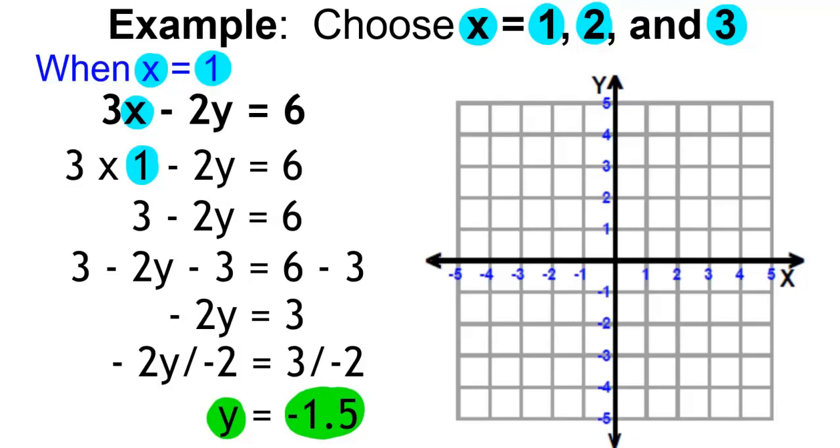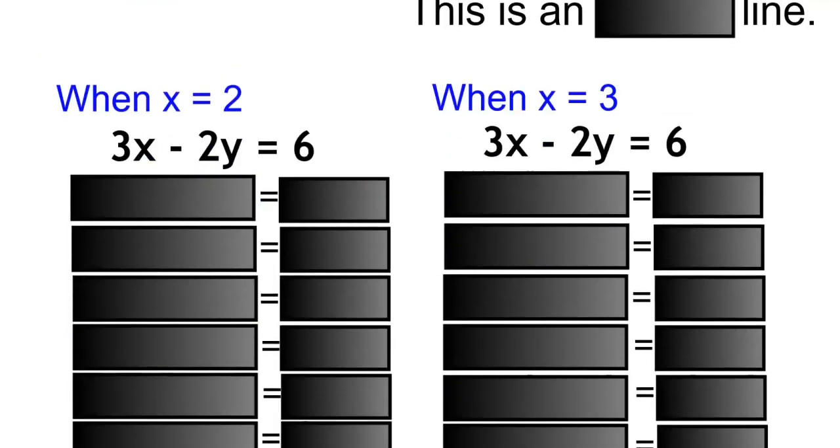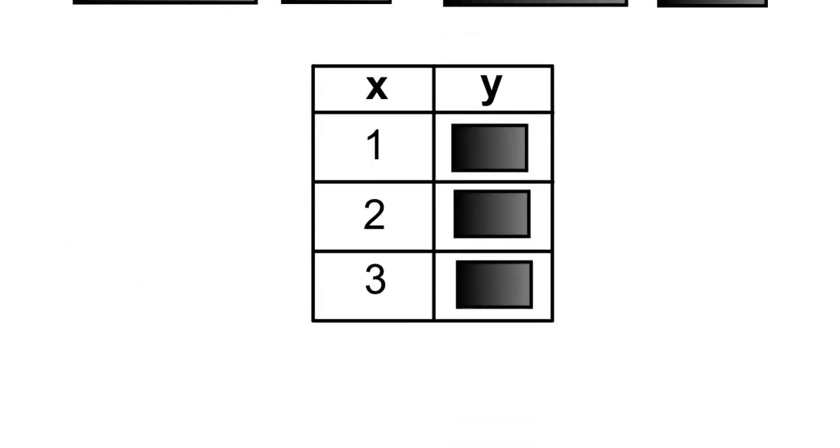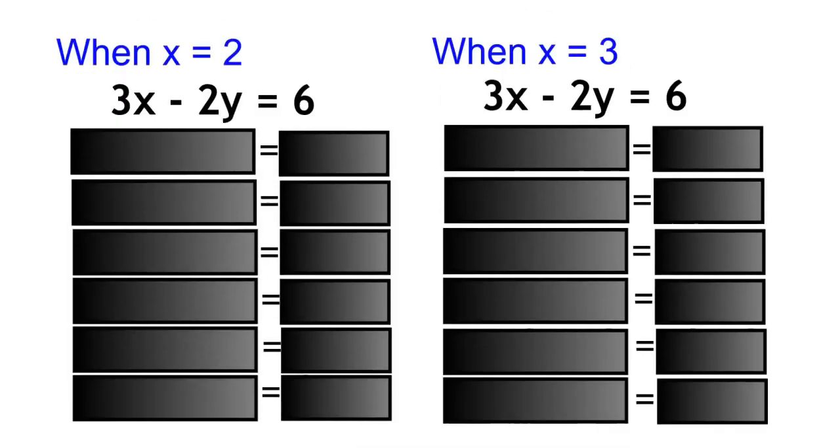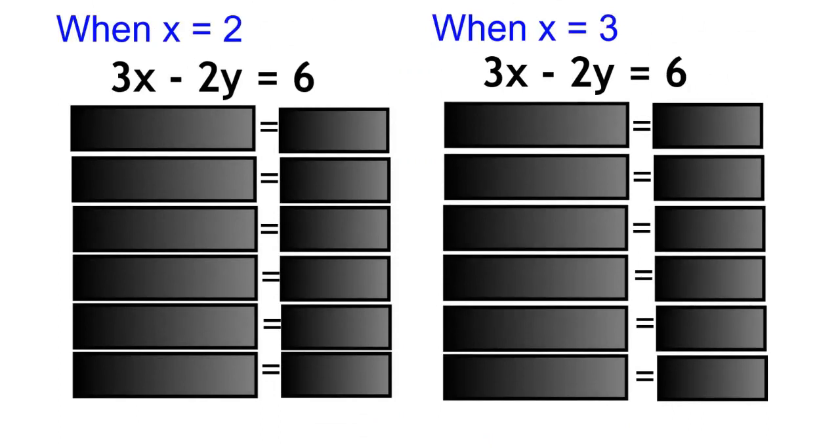We'll now put this on a chart. On your chart, the x will be on the left-hand side. And when x is equal to 1, we've just determined that y will be equal to negative 1.5. We'll now solve this again using 2 and 3. So when x is equal to 2, we'll replace the x with 2 in the equation and we'll solve for y.